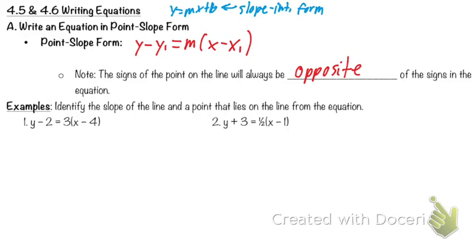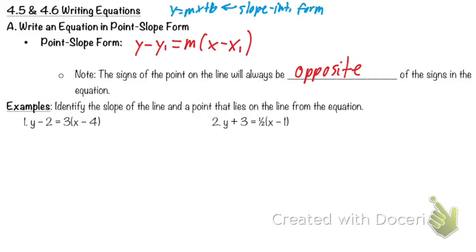Anyway. Okay. So vehicles. We use vehicles to get other places. The vehicle is a tool we use to get to our end destination. Point slope form is a vehicle. It's a vehicle we use to get from point A to point B, from somewhere to where we want to go. So we use point slope form to get to slope-intercept form.